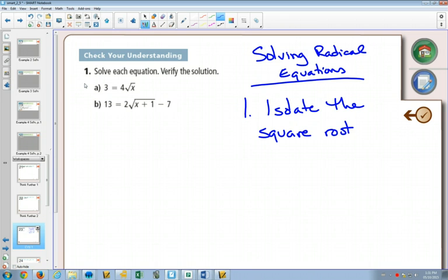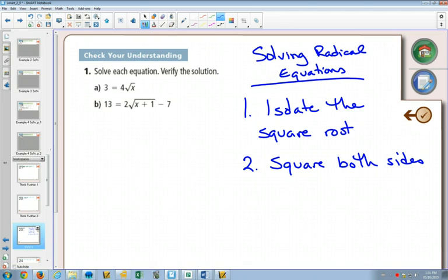So can we get the square root all by itself on one side of the equation, by doing our normal algebra of adding, subtracting, multiplying, and dividing? Then once you've got it isolated, you can get rid of it by squaring both sides.